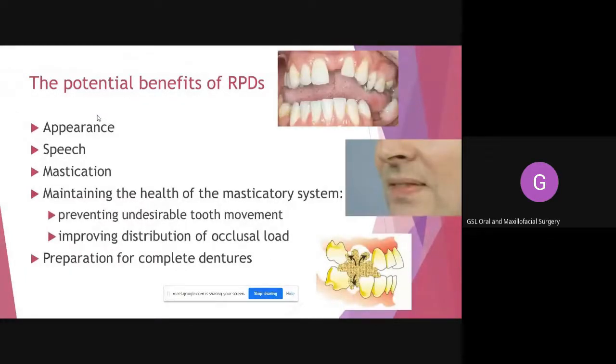The potential benefits of an RPD include enhancing the appearance of the patient. Now this patient is edentulous where the central incisor is missing. You can see this picture here. The space available is going to decrease because of the movement of the adjacent teeth. So before the patient is treated with another option like a fixed prosthesis, we give a temporary removable prosthesis so that this space is preserved, thereby enhancing the appearance of the patient, and the speech is also enhanced.